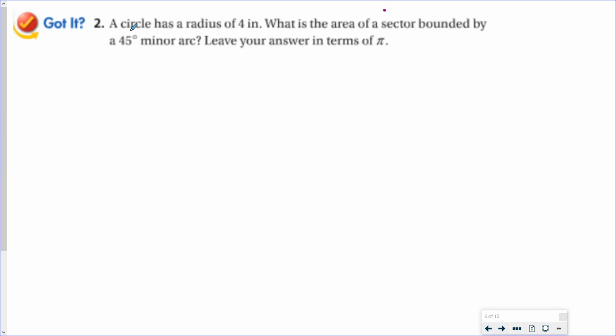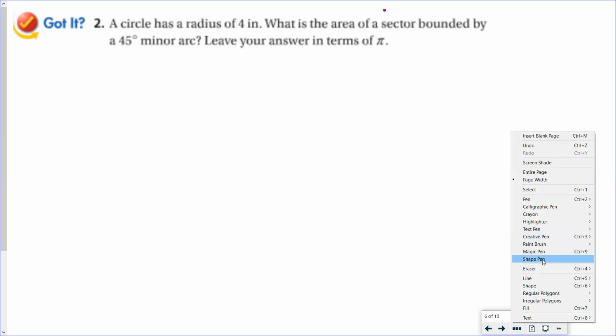A circle has a radius of 4 inches. What is the area of a sector bounded by a 45 degree minor arc? Leave your answer in terms of pi. So here also we have a circle.